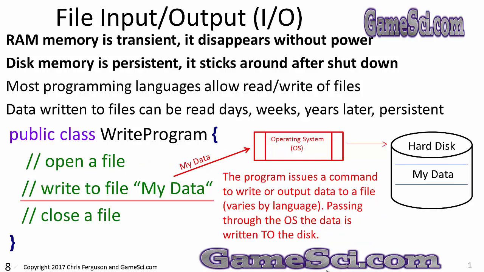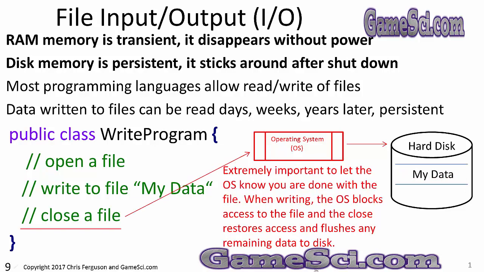Write to the file the information, my data. The program issues a command to write or output data to a file. Again, this varies by language. Passing through the operating system, the data is written to the disk. So as you can see here, the information my data passes through the operating system and makes it out onto the surface of the hard drive. Once it's there, it should be persistent.